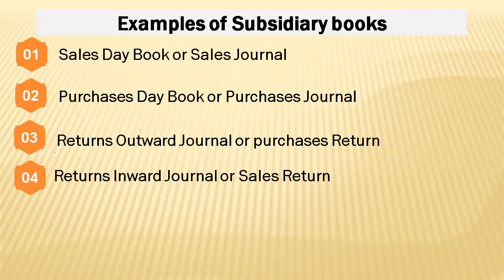Then we have the returns inward journal or sales returns. Of course, sales is when you sell something, and when you sell something, you've given it out to a customer. Now, customers may feel that the item does not meet the required specification or the need they had for it. So what then happens is they will return it to the organization. That is what we regard as sales returns or returns inward. So the book in which we record those sales returns is referred to as the sales returns book or the returns inward journal.